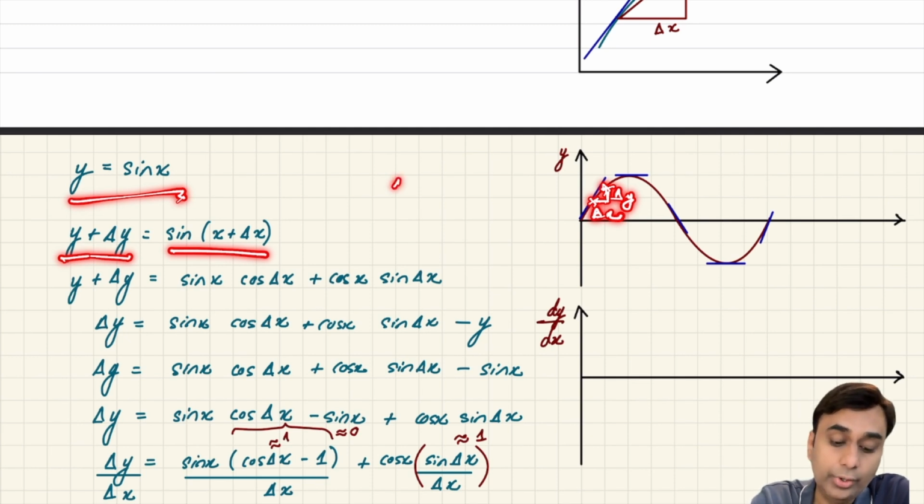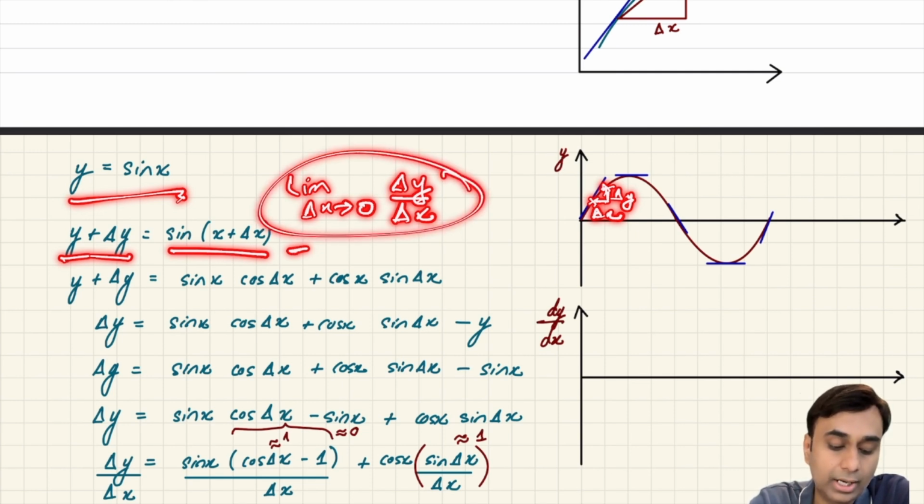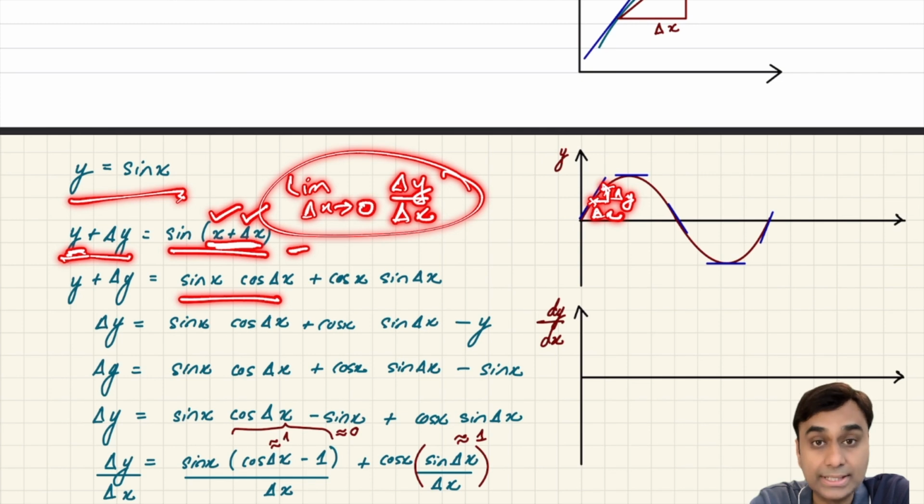Don't forget, you're looking to find out delta y over delta x with the limit that delta x is approaching 0. So you're going to try and rearrange this equation into this form. Clearly, I have to move this y to the other side, plus I can see a compound angle formula applicable here. So sine A plus B is sine A cos B plus cos A sine B. In this case, it is going to be sine x cos delta x plus cos x sine delta x.